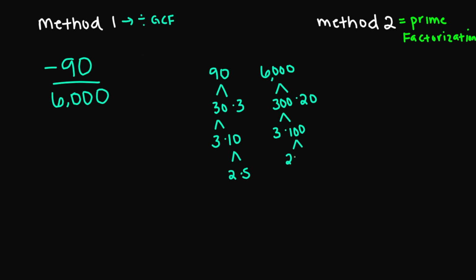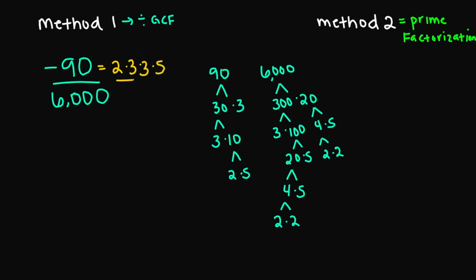100 is 20 times 5. 20 is 4 times 5. And then 4 is 2 times 2. And then for my 20 here, we have 4 times 5 again. 4 is 2 times 2. So my 90 we have is 2 times 3 times 3 times 5 in my numerator.